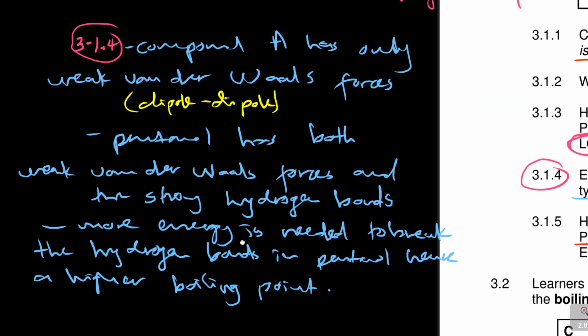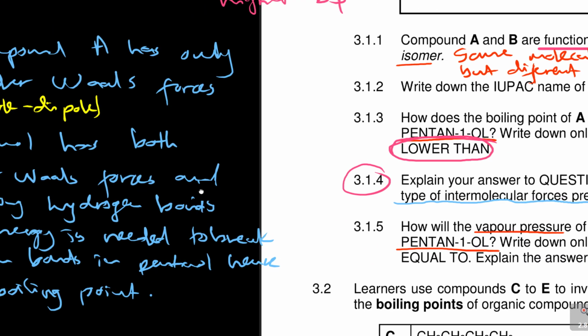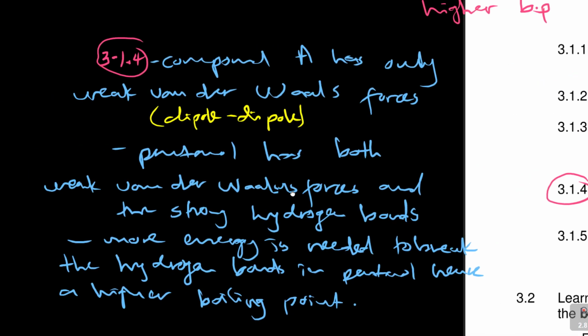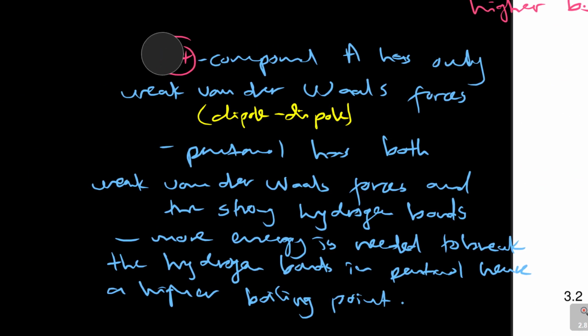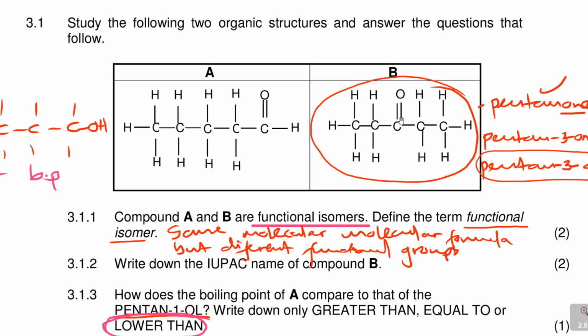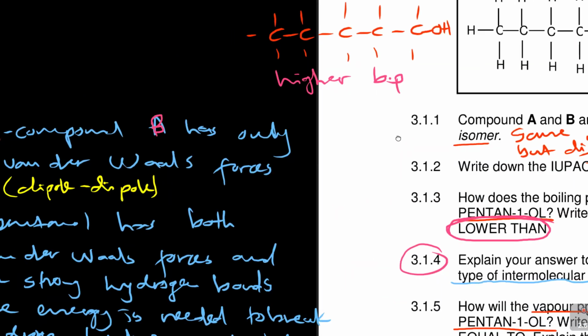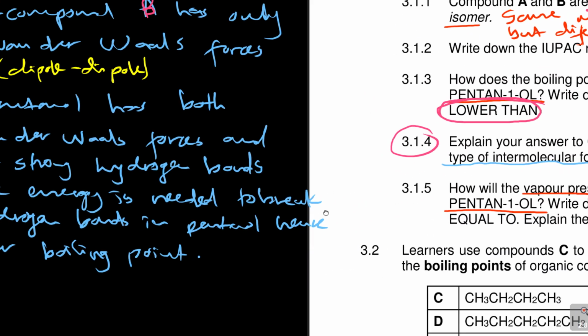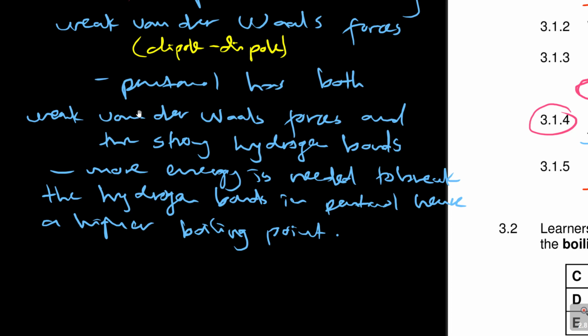So you come here on 3.1.5. Then I can even come here and say, I'm changing this question now to 3.1.5. You'll see how I can change that. But now I'm using compound B, not A. So I'll say compound B is only weak van der Waals forces, dipole is still relevant because of this CO, right? And then what about compound A? I mean pentanol is still the same. Pentanol has both the weak van der Waals forces and the strong hydrogen bonds.